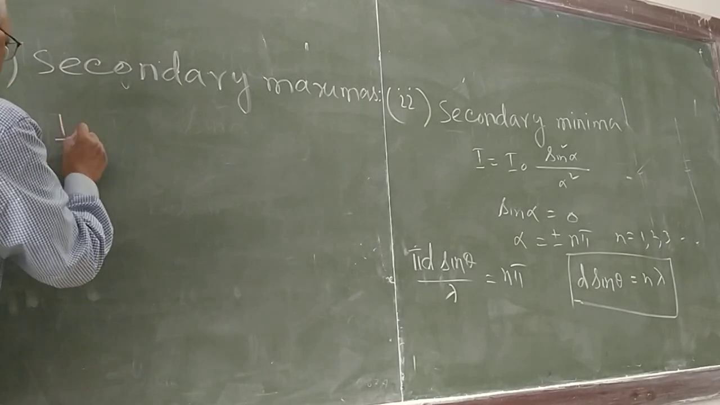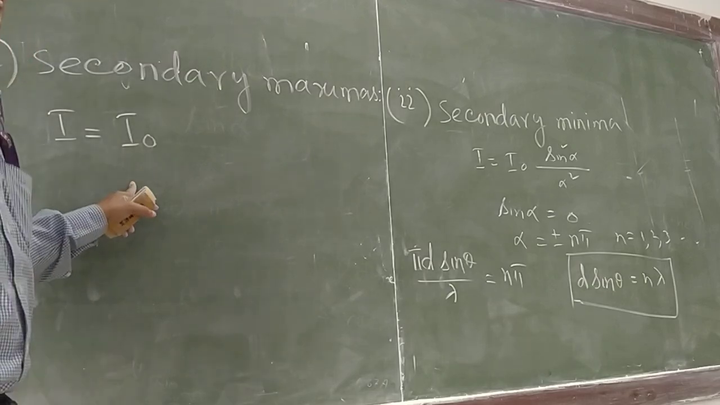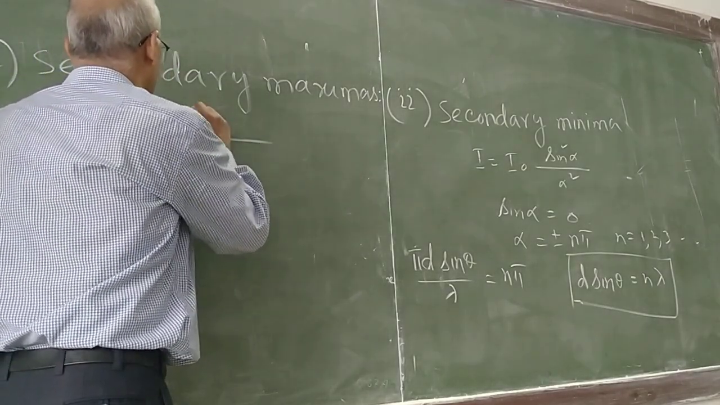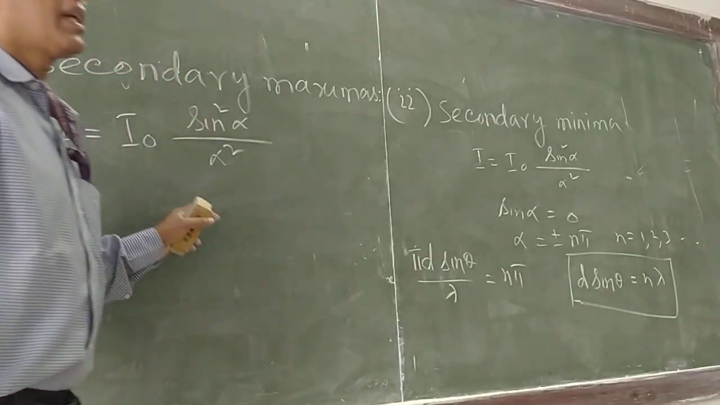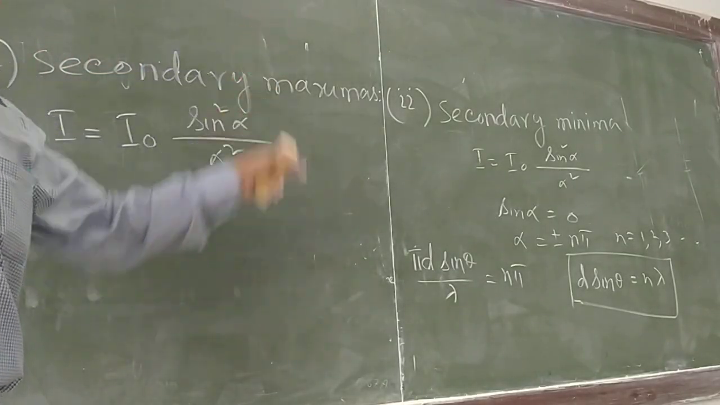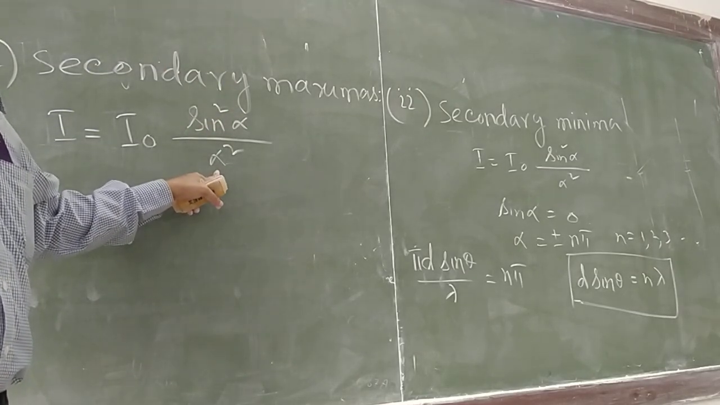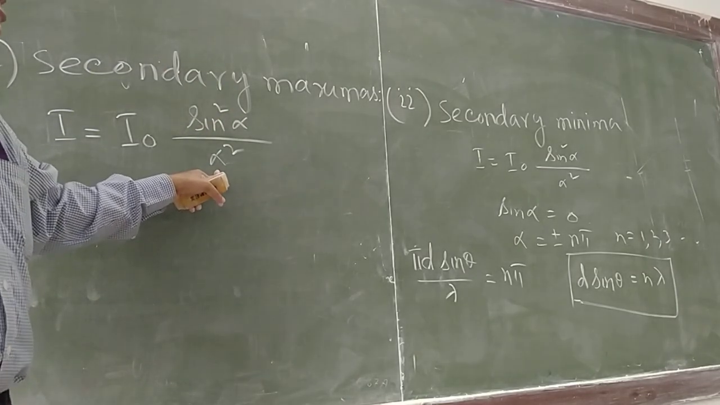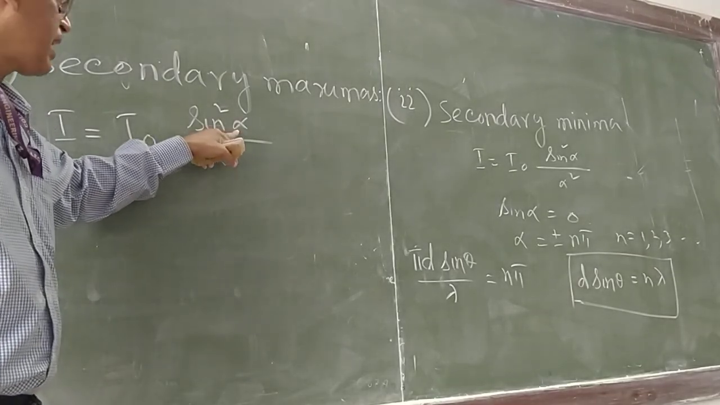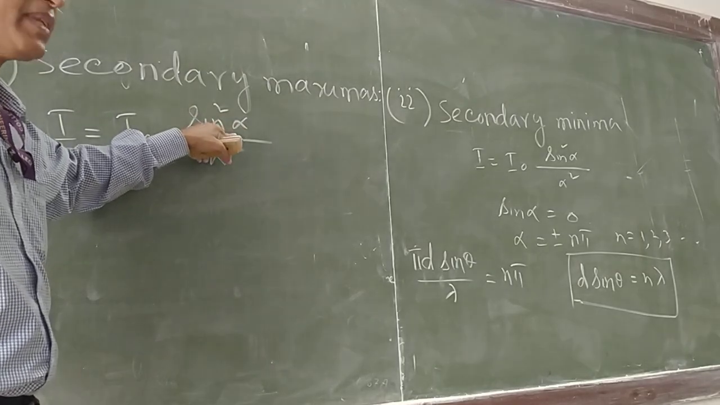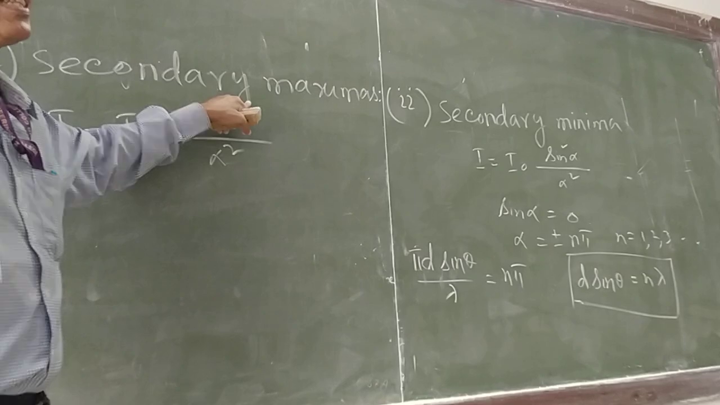Same equation, I is equal to I naught sin square alpha by alpha square. Alpha keeps on increasing as you are moving along the x-axis, and theta keeps on increasing. So the 0 by 0 case is not applicable. The sin square alpha term will determine and modulate the intensity.